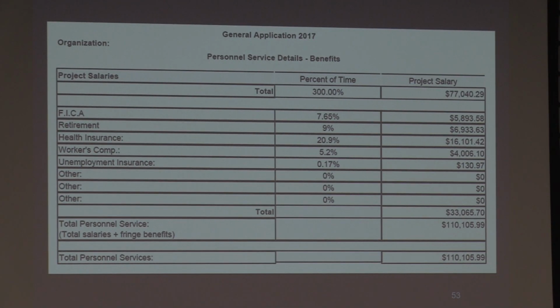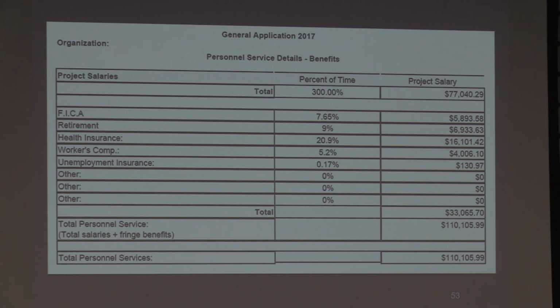Got our percent of time here. That's for the number of people, the number of employees. You got your project salary. We got all of this filled out for your benefits. And again, we have our budget now for total personal services, okay?